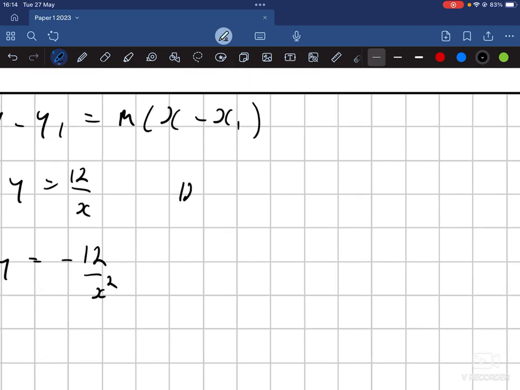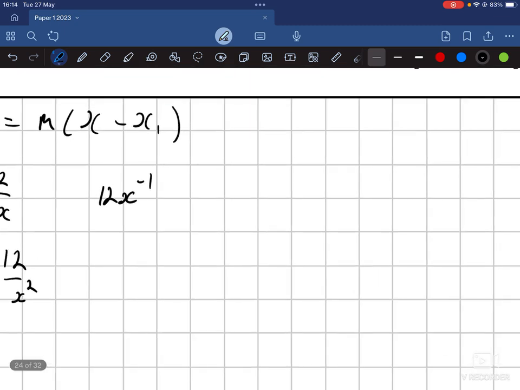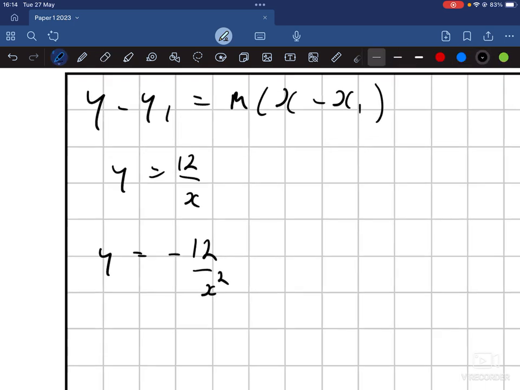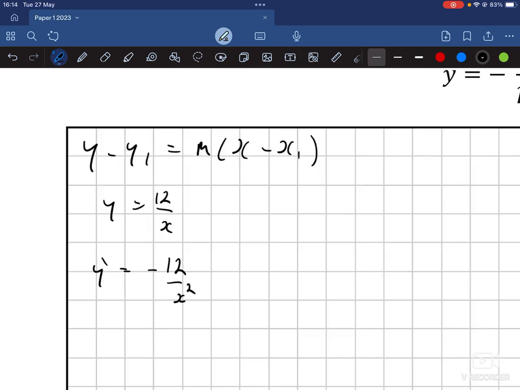To differentiate that, it's going to be minus 12 over x squared. If you don't know that, it's 12x to the minus 1. Now differentiate that, bring the power down, minus 1 times 12x, then take away 1 from the power, minus 2. Flip it back upside down, minus 12 over x squared. Okay, that's how you differentiate that, and that's y prime.